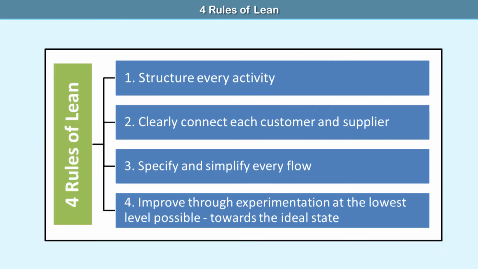Lean starts with rules, not tools. The 4 rules of Lean are: structure every activity, clearly connect each customer and supplier, specify and simplify every flow, improve through experimentation at the lowest level possible towards the ideal state.